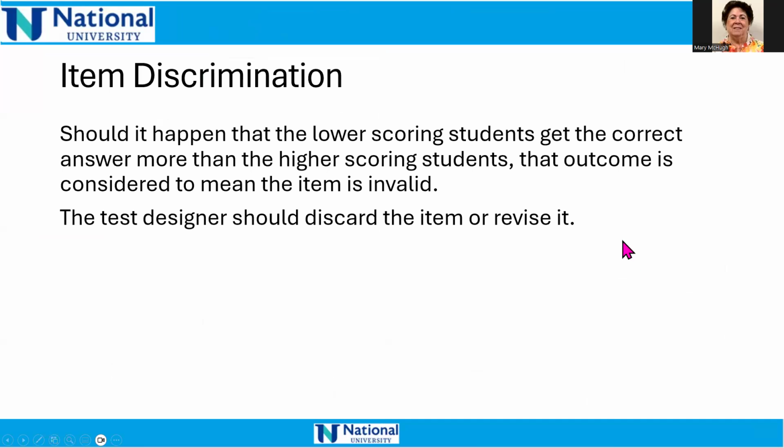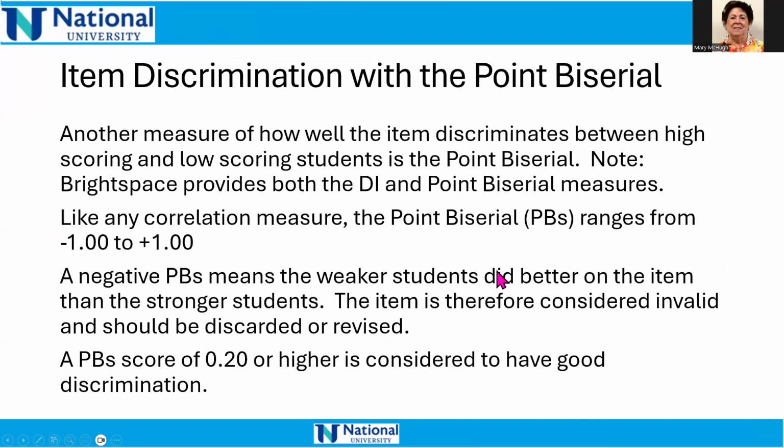I think I've already told you this: should it happen that the lower scoring students get it correct more than high scoring students, that outcome is basically considered to mean the item is invalid, and you should either discard or revise that item.